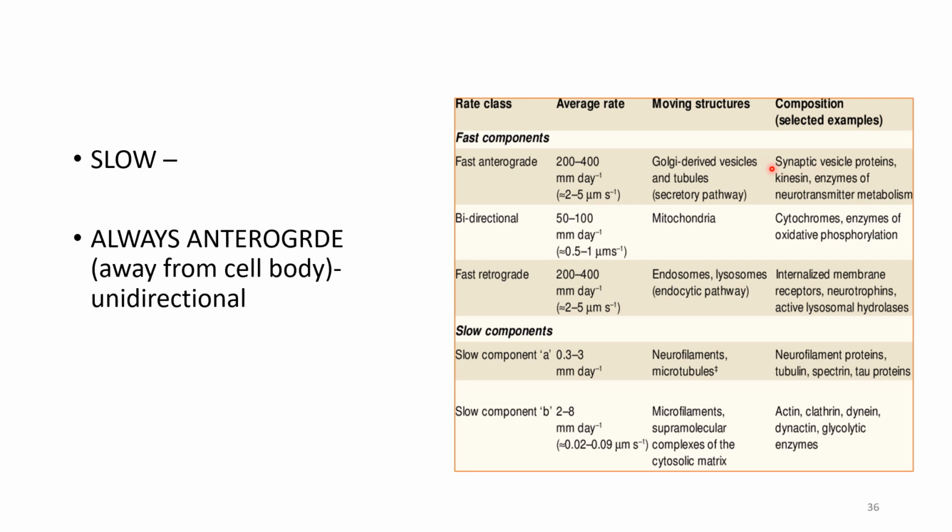What are the moving structures? Golgi derived vesicles and tubules. Okay. So in those vesicles and tubules, what is there? It has synaptic vesicle proteins, kinesin, and enzymes of neurotransmitter metabolism.